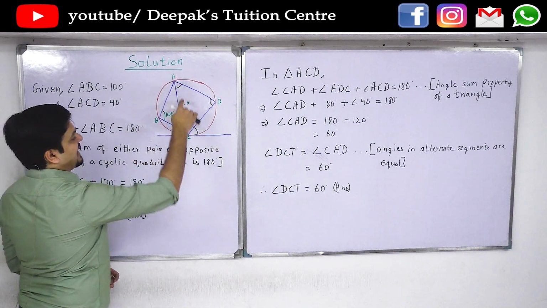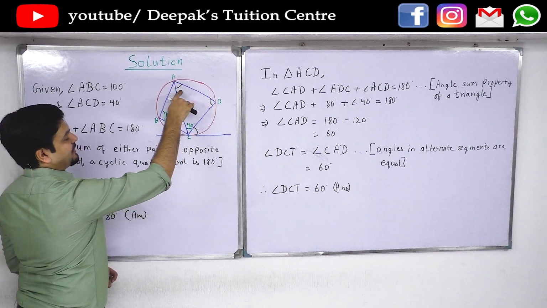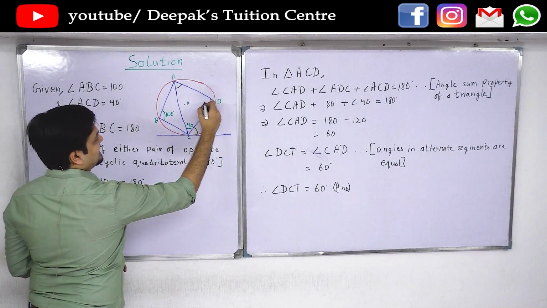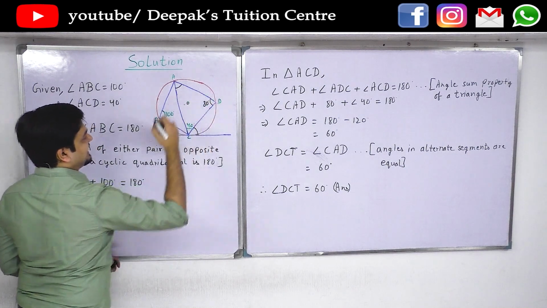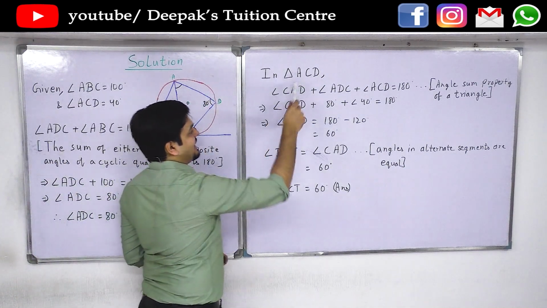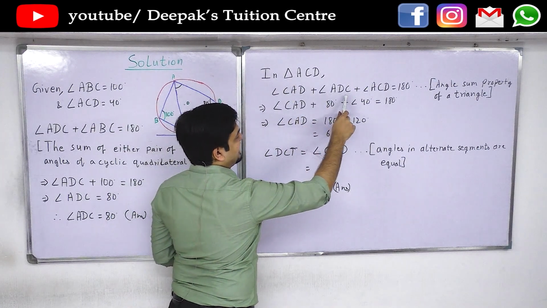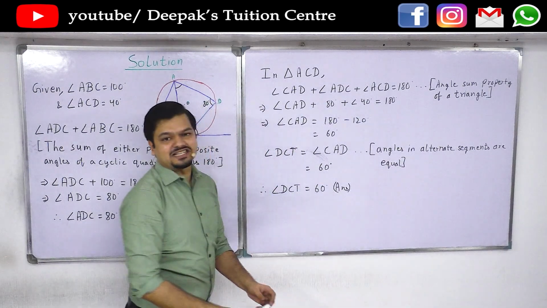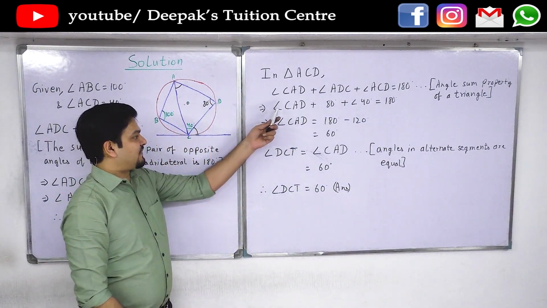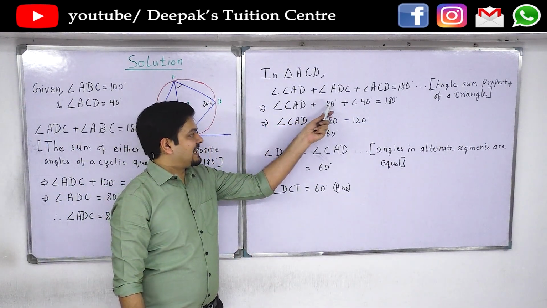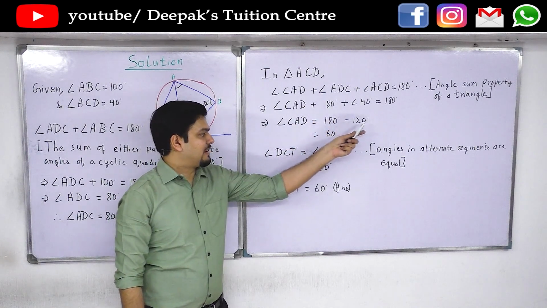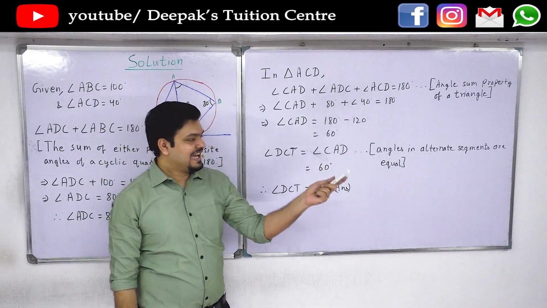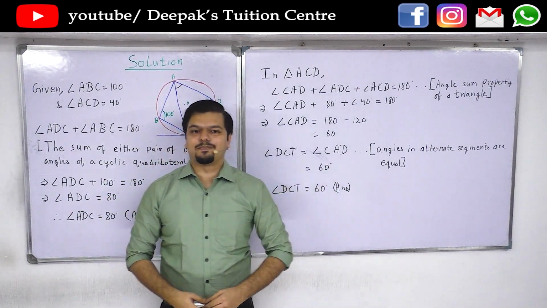But I do not know the value of angle CAD. Therefore to calculate the value of angle CAD, I'll use the angle sum property, because this angle is already known. So that is 80 degrees. So in triangle ACD, angle CAD plus angle ADC plus angle ACD equals 180 degrees. Reason, angle sum property of a triangle. So therefore angle CAD will be 180 minus 120 degrees, that is 60 degrees. Therefore angle DCT will also be 60 degrees. Reason, angles in the alternate segment.